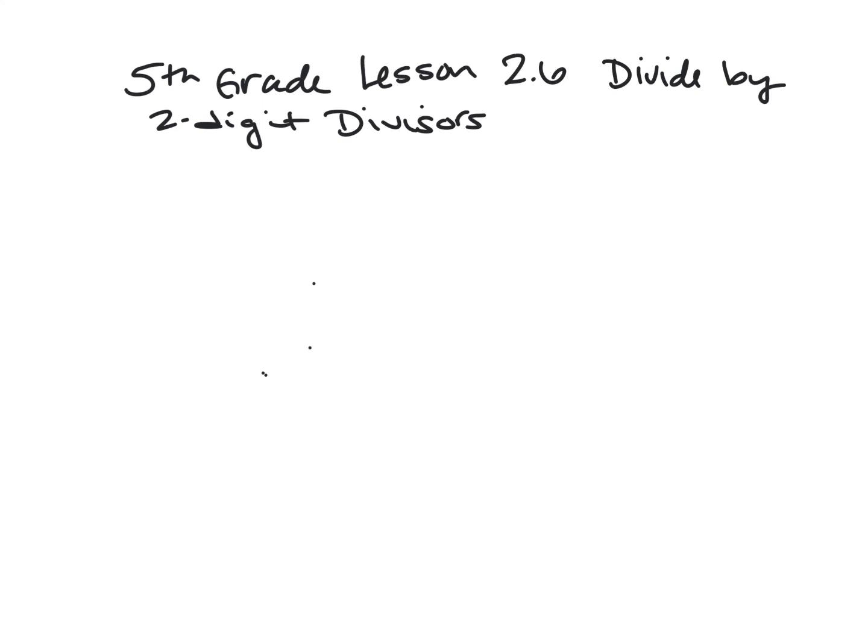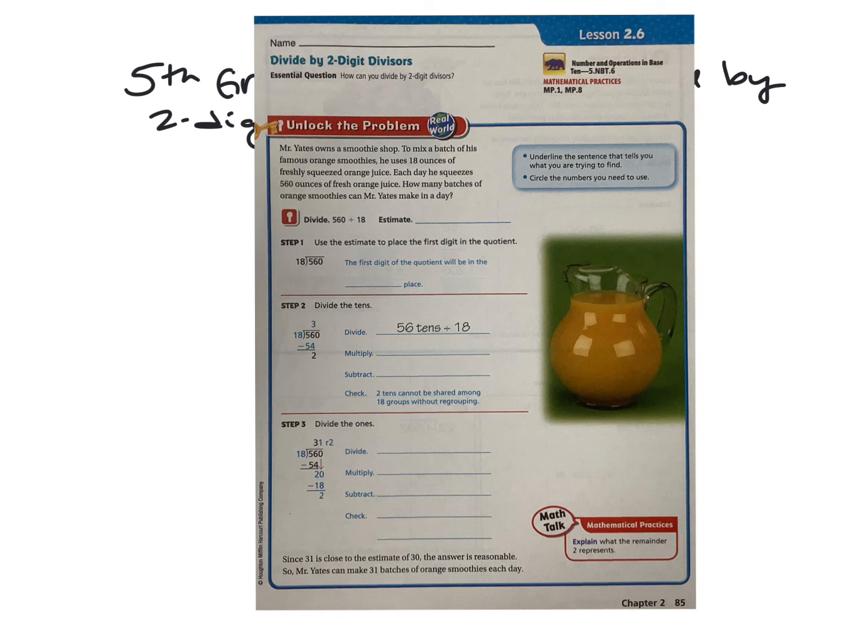Fifth grade lesson 2.6 is divide by two-digit divisors. Now that we've been given tools from the previous lessons for the toolbox in our brain, we're going to put those into play and use them within the algorithm itself. Essential question: how can you divide by two-digit divisors?